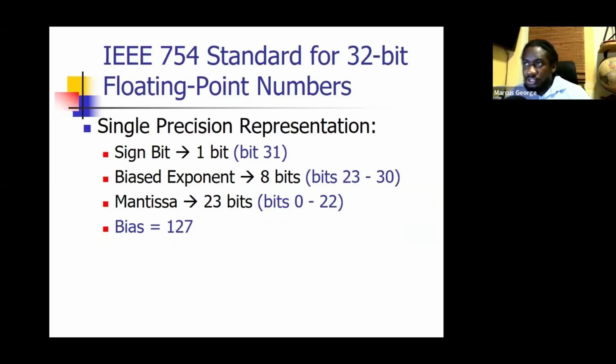Now, the IEEE 754 standard for 32-bit floating point numbers dictates that a single precision representation would have one sign bit, which will be bit 31. The biased exponent is 8 bits, and that will be bits 23 to 30. And a mantissa of 23 bits, which is bits 0 to 22. A total of 32 bits. It also dictates that a bias of 127 is utilized, and the bias is required to ensure that the biased exponent is unsigned.